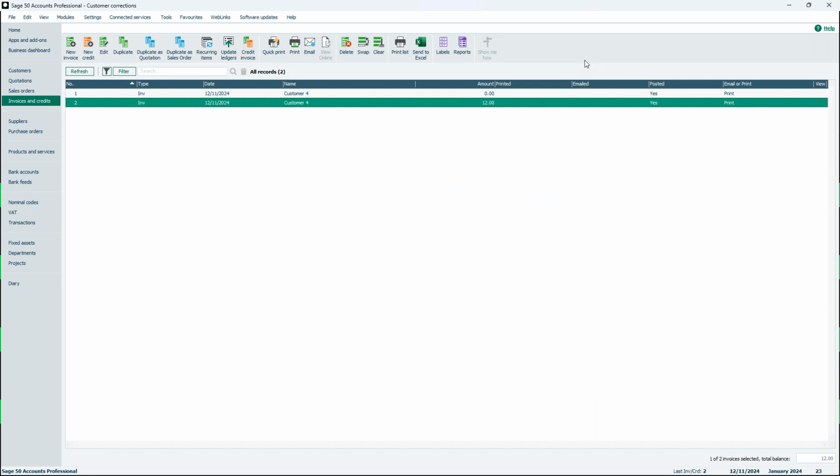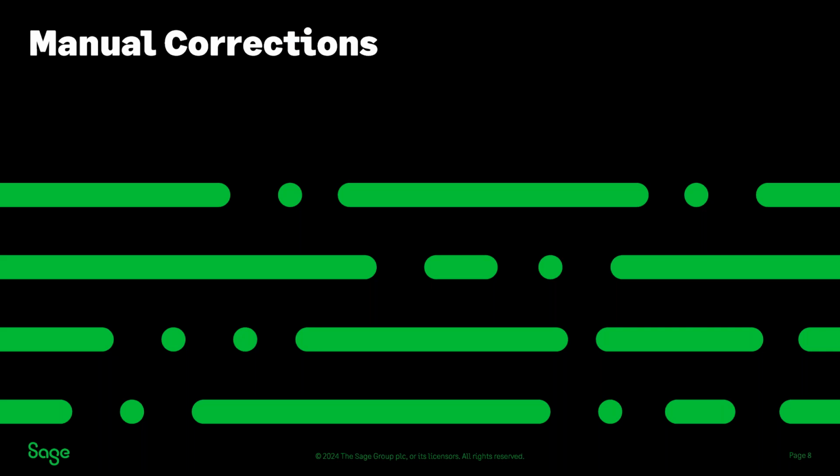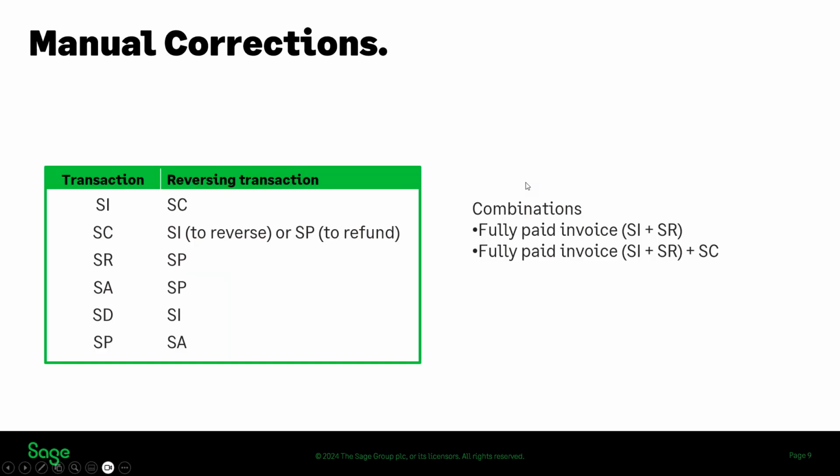Okay, so we're going to pop back to the slides for a moment because that is the corrections feature. But like I say, if none of those are working for you, we still have the ability to do manual corrections. So essentially, if you're going to do a manual correction, you need to find the opposite of what you've originally posted. So if you're trying to reverse an invoice, you would do that with a credit note. If you're trying to reverse a credit note, you would do that with an invoice.